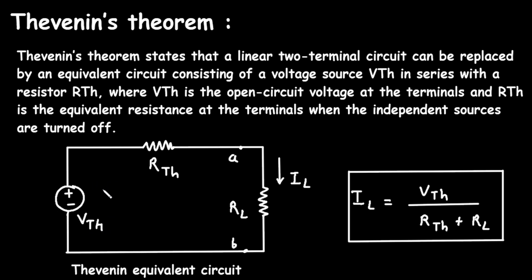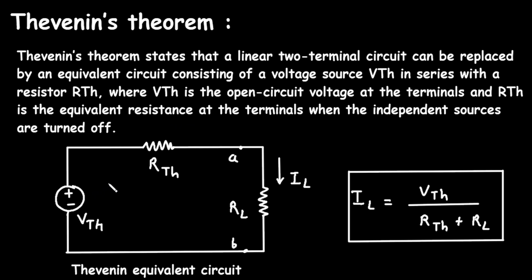Now, what is meant by open circuit voltage? If we remove the load resistor RL from the circuit, then that voltage is called the open circuit voltage at the terminals, and RTH is the equivalent resistance. Now, this RTH, that is Thevenin resistance, is the equivalent resistance at the terminals when the independent sources are turned off.